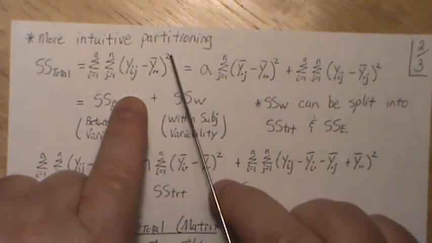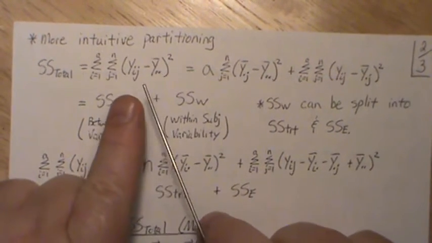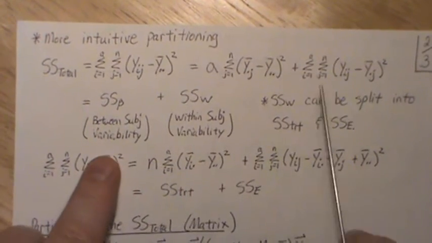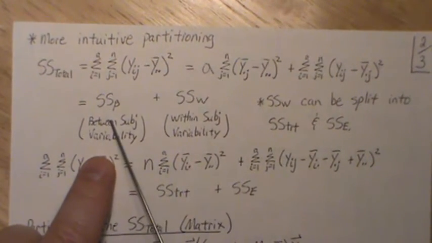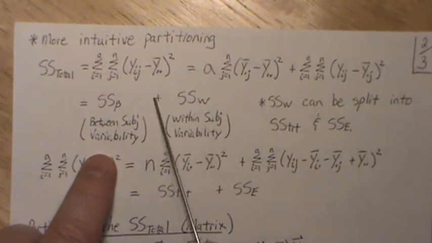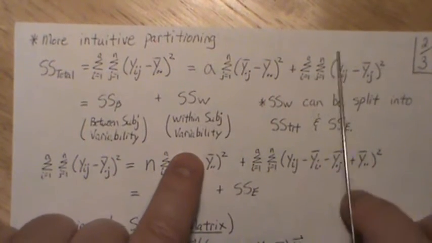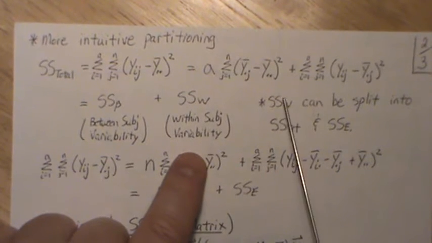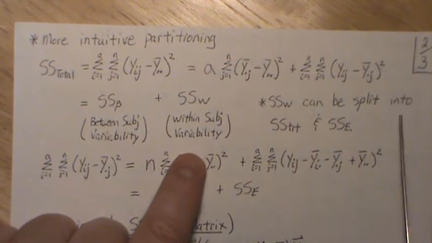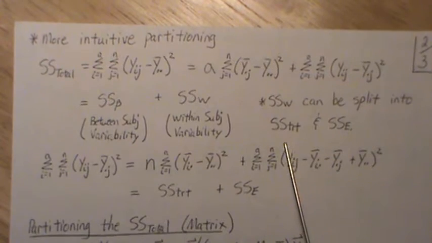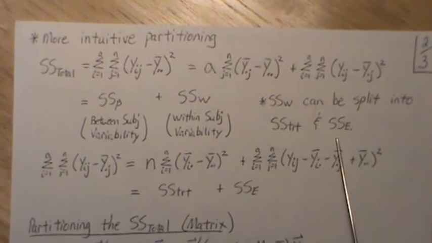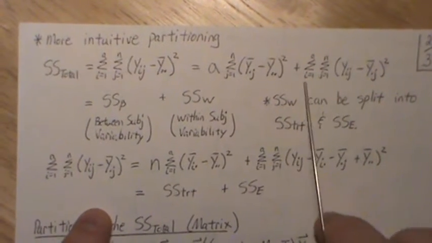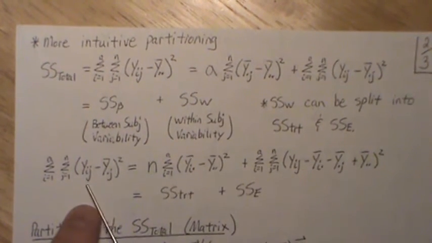So then when you square that, the cross product term is 0, but then you're left with this. And this is the between subject variability, and this is the within subject variability. Now, this within subject variability can be split into the variability associated with treatment and random error, the sum squared error. And so this piece is this.